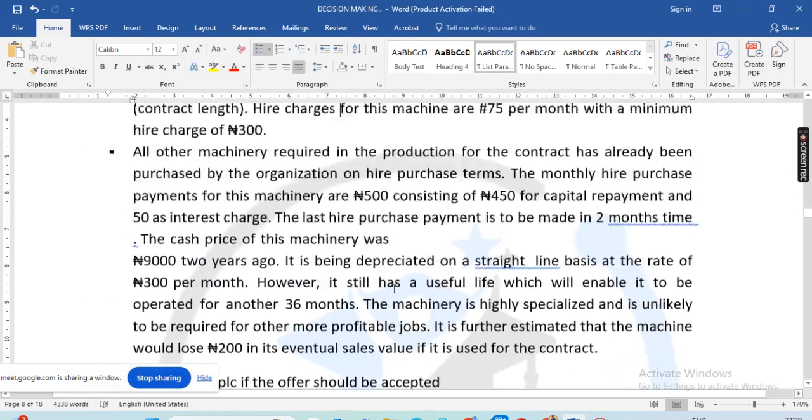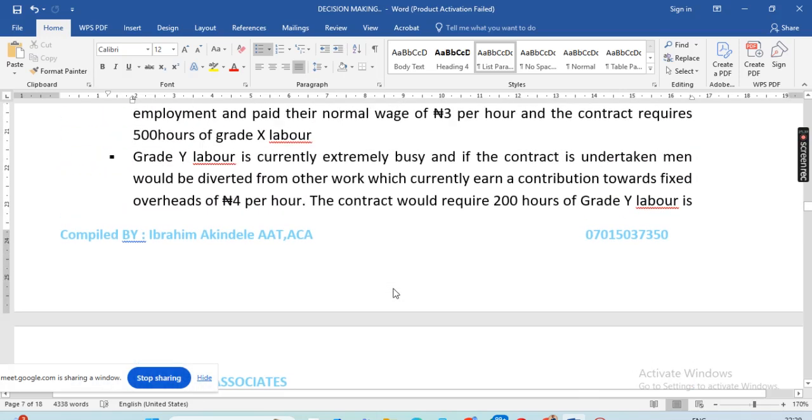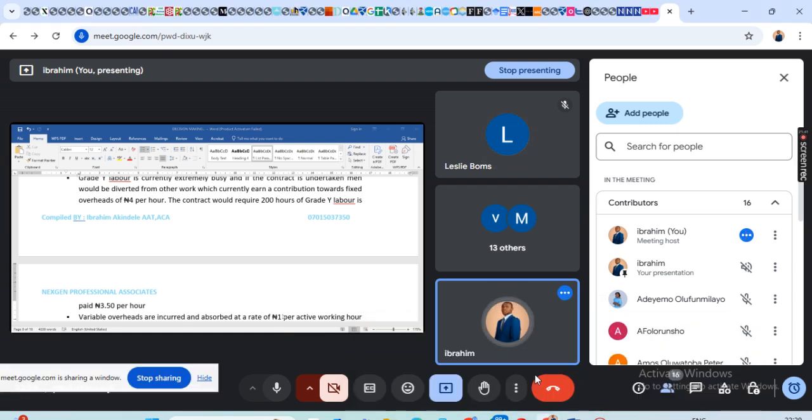So now, every one of you that attempted this particular part, I want to commend you all. It is very good for you to reason that way. However, you have to add a contribution to it because they will lose contribution as a result of moving Afolorunsho to the other project. Therefore, the relevant cost will be the contribution loss plus the labor cost of Afolorunsho.